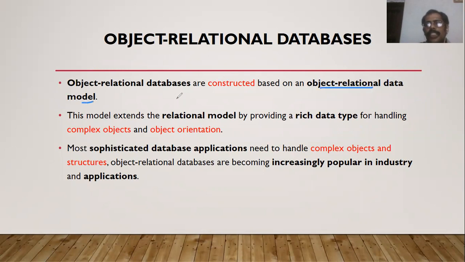The object relational data model extends the relational model by providing a rich data type for handling complex objects as well as object orientation. Most sophisticated database applications need to handle complex objects and structures.